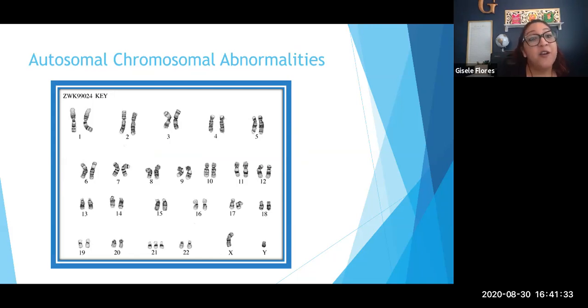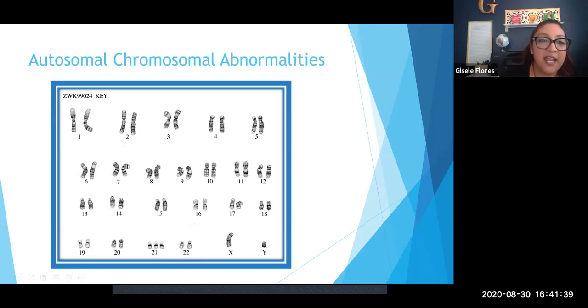Let's talk about an autosomal chromosomal abnormality, and we're going to talk about one specifically, and this is a karyotype example of a child with an autosomal chromosomal abnormality. And what that means is this child either has too many or too little of an autosomal chromosome, which means anything but the 23rd pairing. So any other chromosome either has too many or too little.